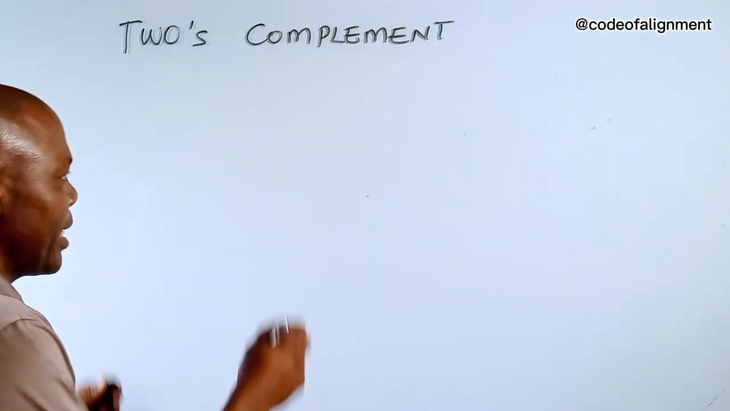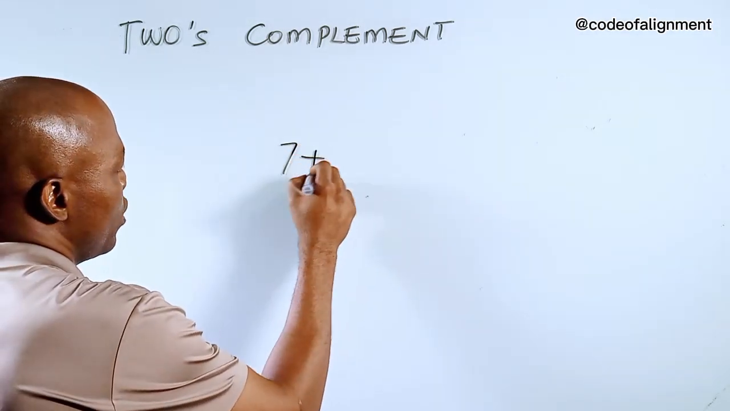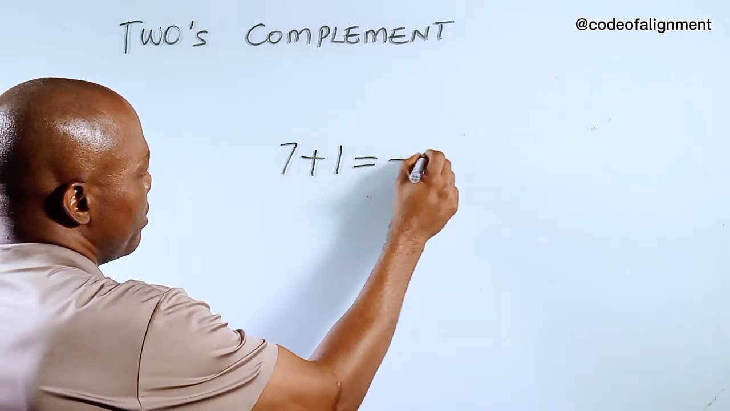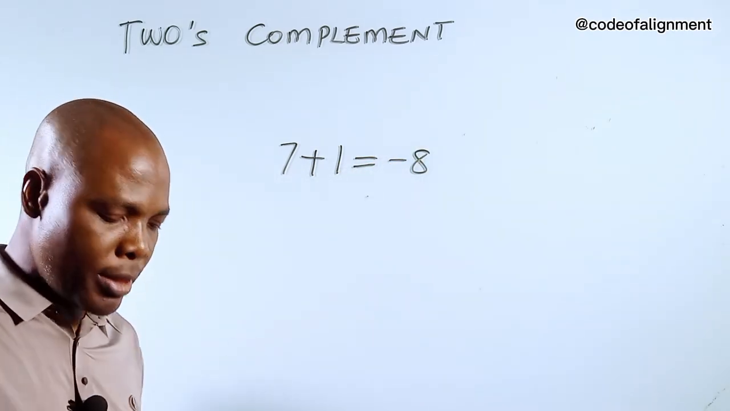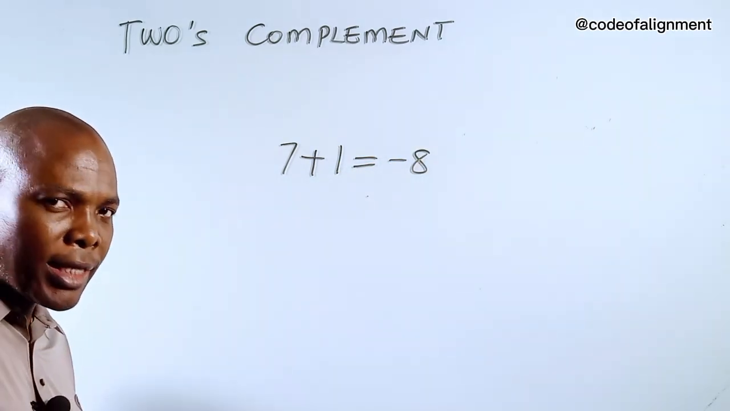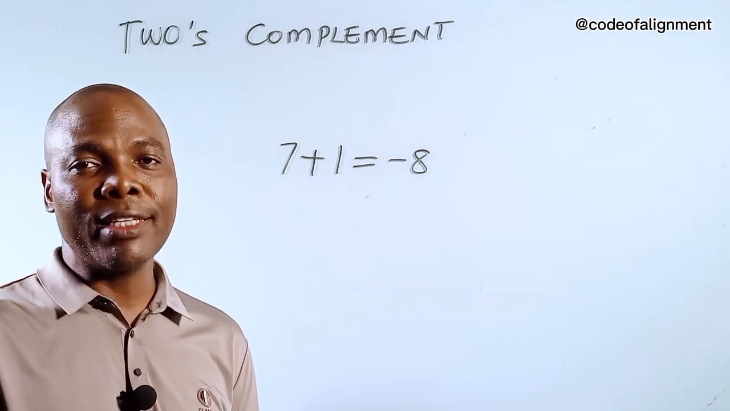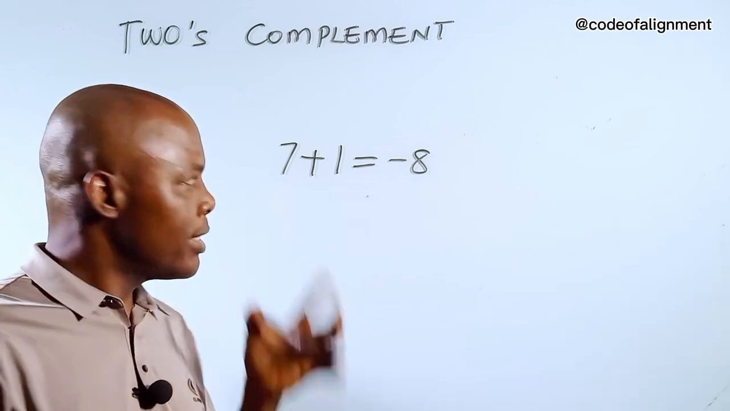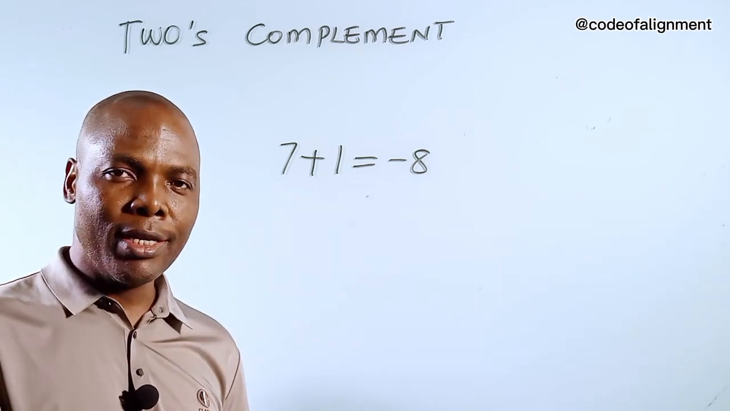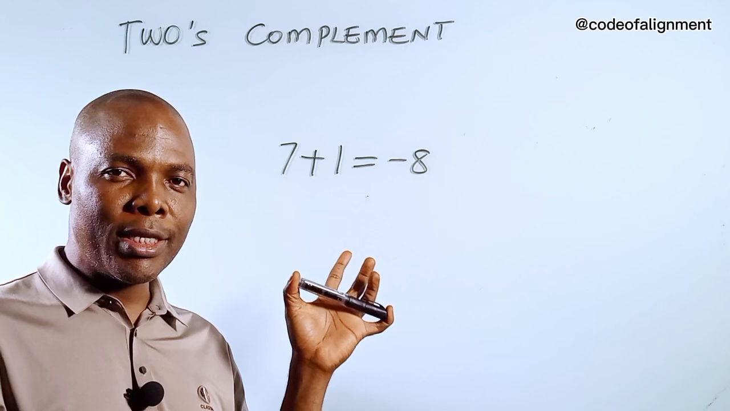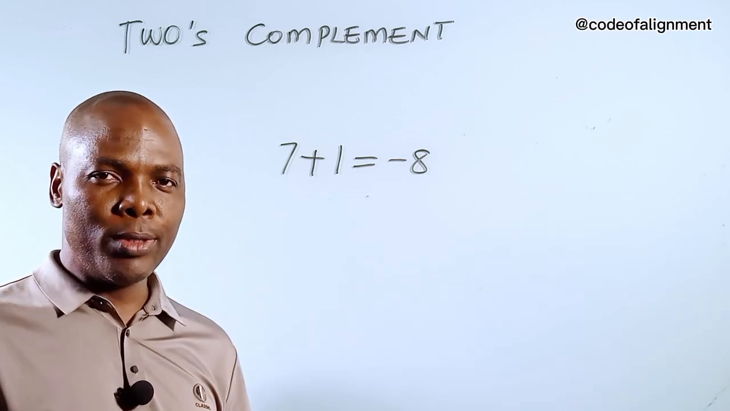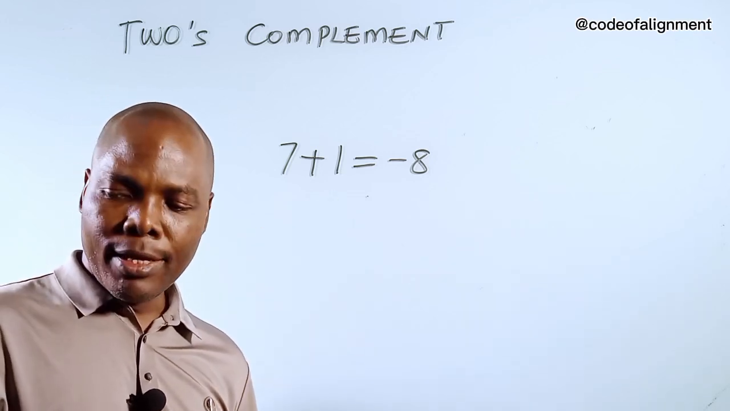So when I say 7 plus 1 equals to what? Minus 8, you will jump and say, what is that? That is not correct. That is wrong mathematics. But it is not wrong as far as the computer system is concerned. This is correct. So that is what I want to show you in today's class. Let's begin.